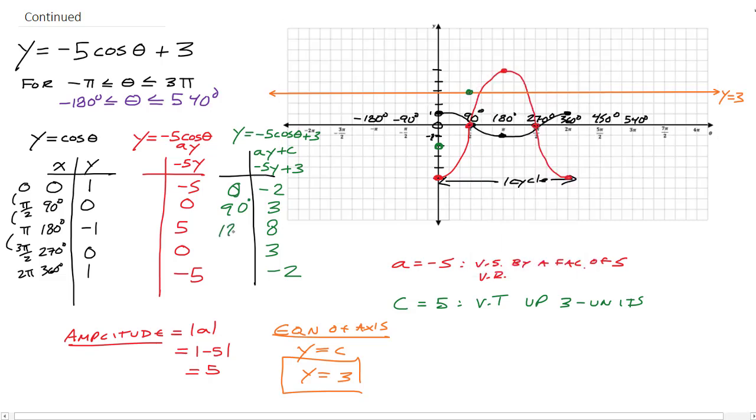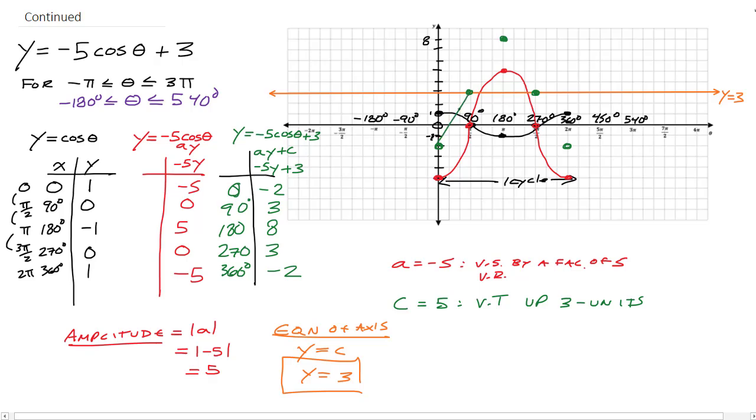At 180 degrees, we're at 8. So I'm going to have to go up a little bit farther. So what do we got here? 5, 6, 7, 8. There's 8 up there. All right, we're at 8. At 270 or 3 pi over 2, we're at 3, back down in our middle. And finally, at a full cycle, a full circle, we're back at, what are we at? Negative 2. All right, so there it is.